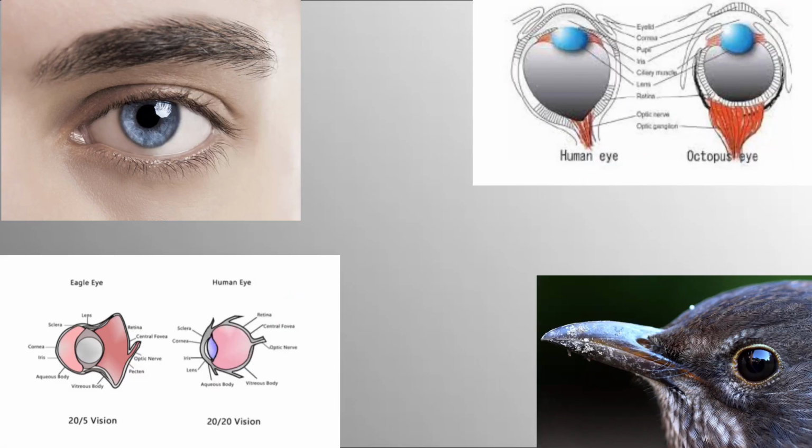So, the reason behind all the small differences in eyes is divergent evolution, but the reason for animals having the eye in general is convergent evolution.